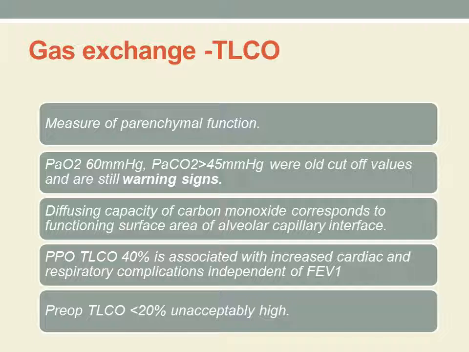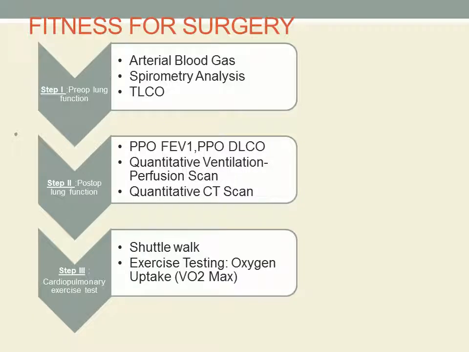PO2 of 60 millimeters of mercury and PCO2 of more than 45 were the old cutoff values but are still a warning sign. Diffusing capacity of carbon monoxide corresponds to the functioning surface area of the alveolar capillary membrane interface, and a predicted postoperative TLCO of 40% is associated with increased cardiorespiratory complications independent of FEV1. Pre-op TLCO of less than 20% is relatively high risk.